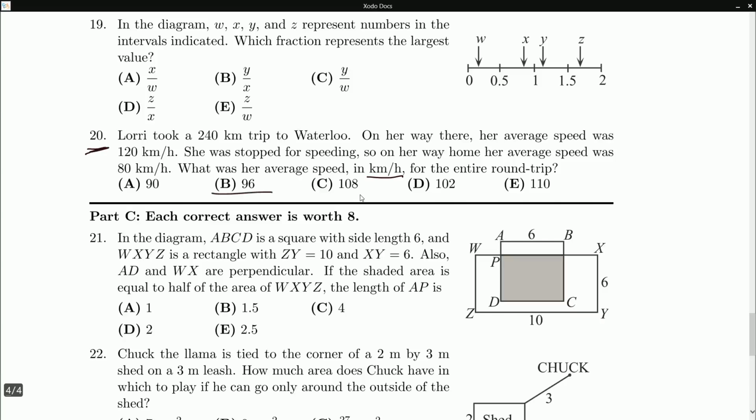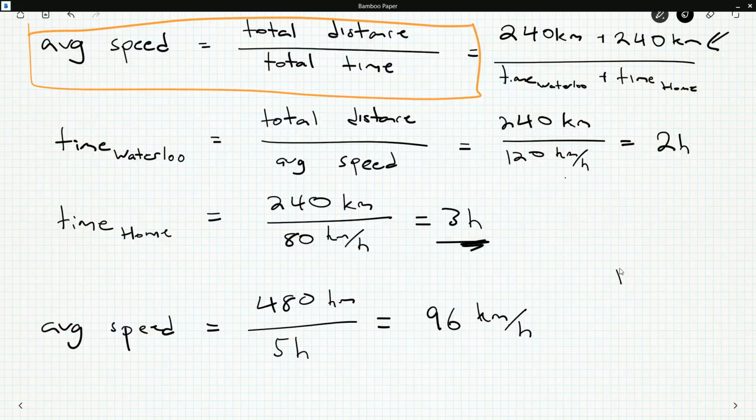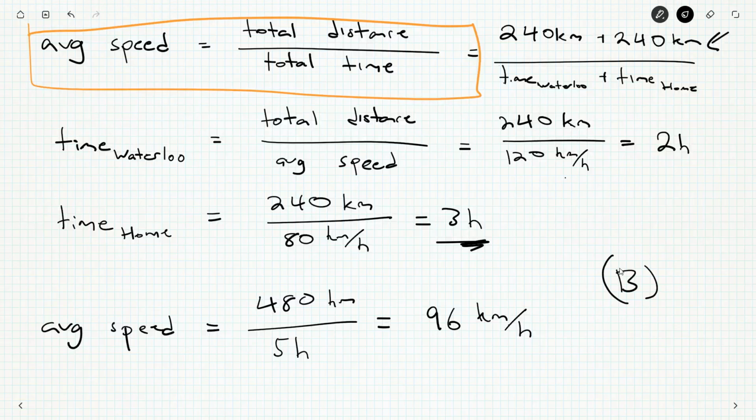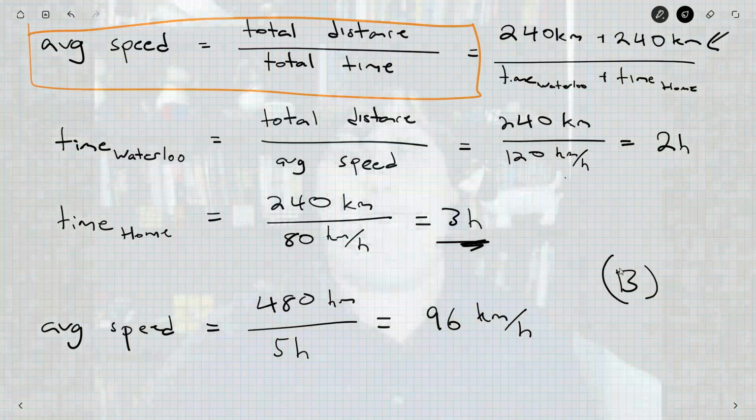And 96, that's B. So we would bubble in B or otherwise indicate it on our sheet as is required by our proctor. And that's it. We're done part B.